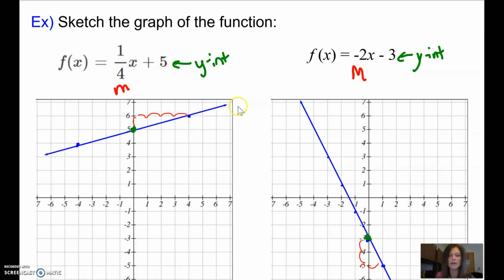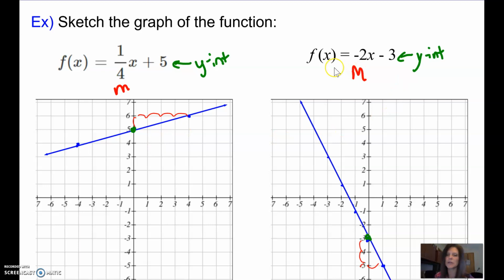Now I could try to plot another one, but I'm off the grid. So another way I could do this is actually go down -1 and 1, 2, 3, 4 back. -1 divided by -4 is a positive 1/4, so it accomplishes the same thing. That tells me (-4, 4) is also on my graph.